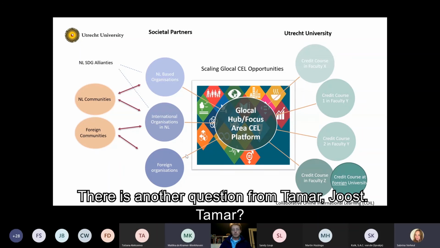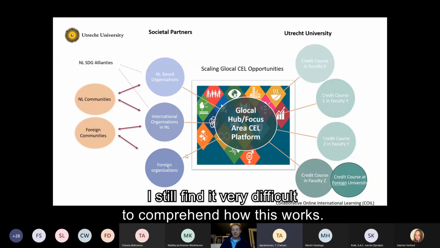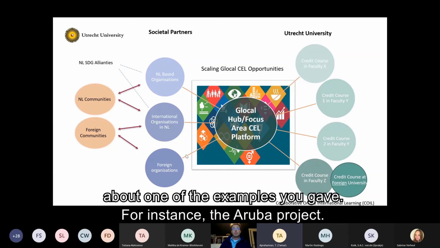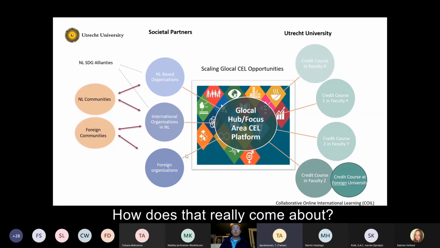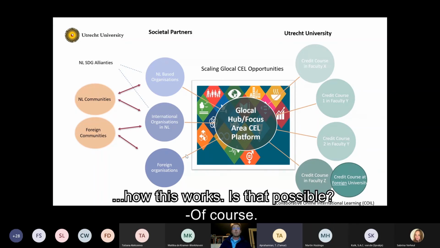There's another question from Tamar. Joost, Tamar? Tamar, go ahead. Yes, I still find it very difficult to comprehend how this works. So I was wondering if you could elaborate a little bit more about one of the examples you gave, for instance, the Aruba project. How does that really come about? I'm trying to get it more concrete, of how this works. Is that possible?